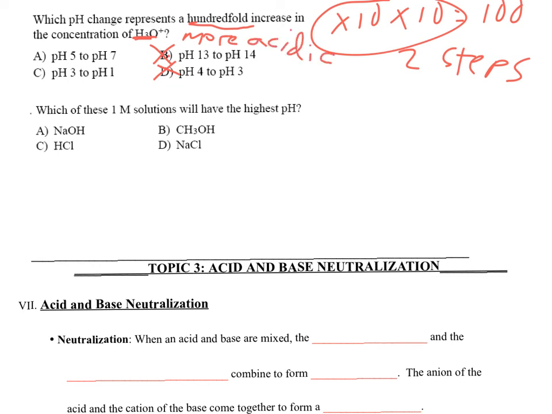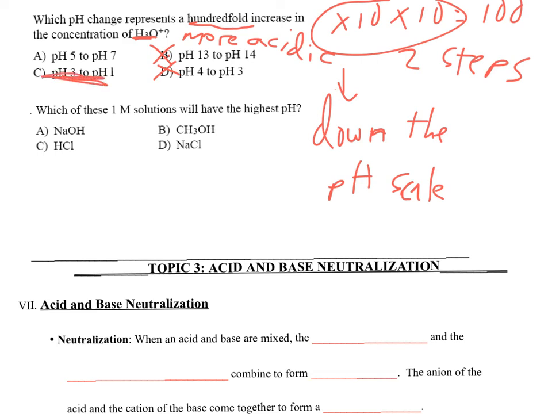If we're getting more acidic, that means we're going down the pH scale. That was the worst arrow I think I've drawn in my entire life. God, I can't write with this thing. It somehow makes my handwriting worse. I never knew that was possible. All right, so if we're getting more acidic, that means we're going down the pH scale. That means we're going to be this answer right here, choice C.